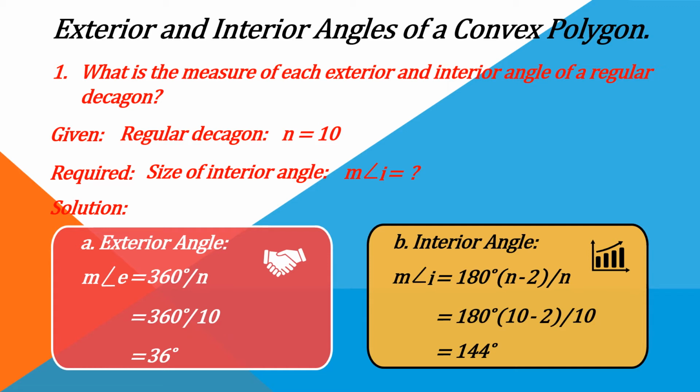There is also a property of a polygon: the measure of the interior angle plus the measure of the exterior angle is equal to 180 degrees. In this case, the exterior angle is equal to 36 degrees and the interior angle is equal to 144 degrees. If we add them up, the sum is equal to 180 degrees. Therefore, our answer is correct.